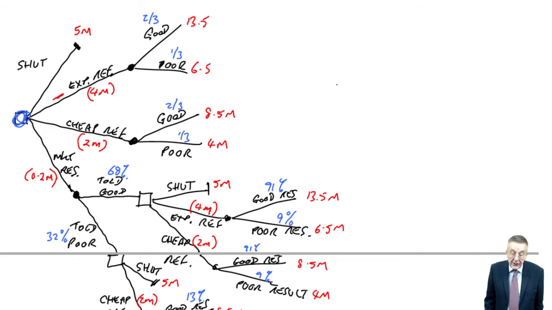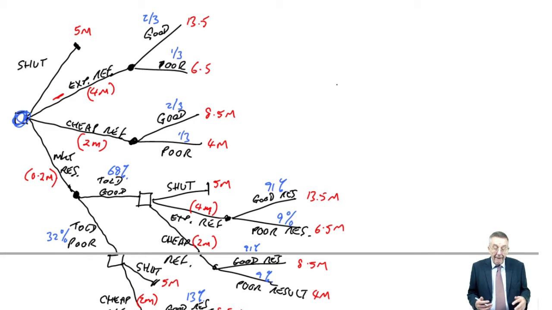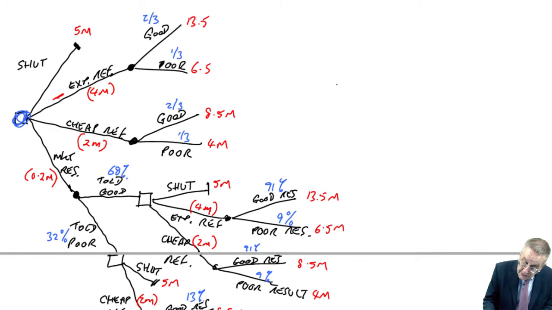Well, expensive research, of course, we've got the uncertainty. We pay out 4, we might get back 13.5, we might get back 6.5. And so, in the normal way, whenever there's uncertainty, we'll replace the uncertainty with the expected value. And I'll label the points. What colour shall I use? Green.